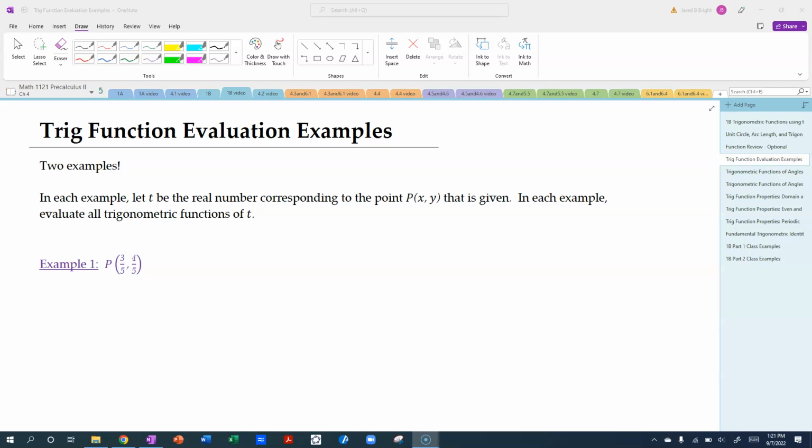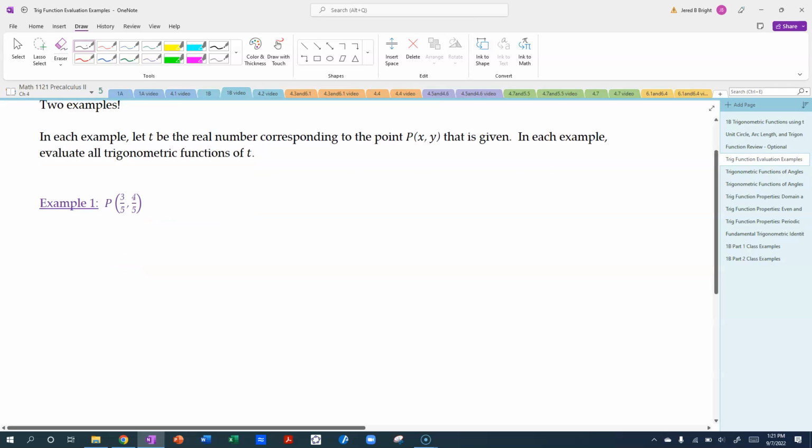Welcome back. We have the trig functions defined, and now we just want a little bit of practice. So two examples in this video. This is the prompt for both of them. Let t be the real number corresponding to the point P, and again, t is the arc length. So in this example, evaluate all trigonometric functions of t. Okay, so here we go.